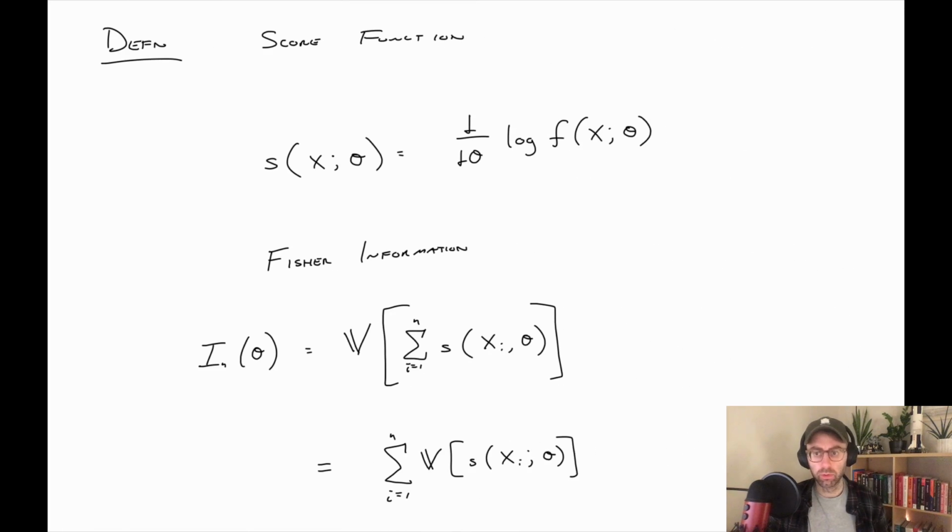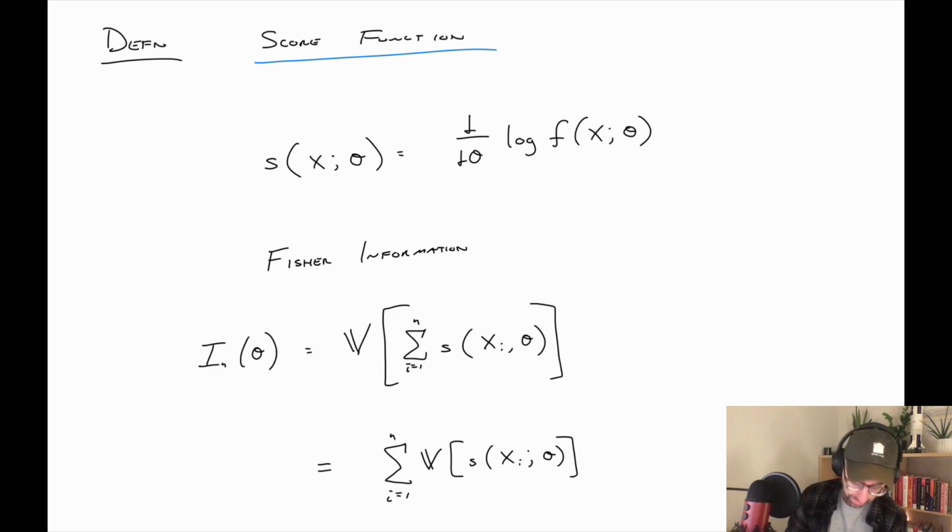So first, I need to define some things. First, we want to talk about the score function. The score function here is the derivative with respect to theta of the log of the density. So we're just dealing with a random variable x here. We're not dealing with a sample of data yet.